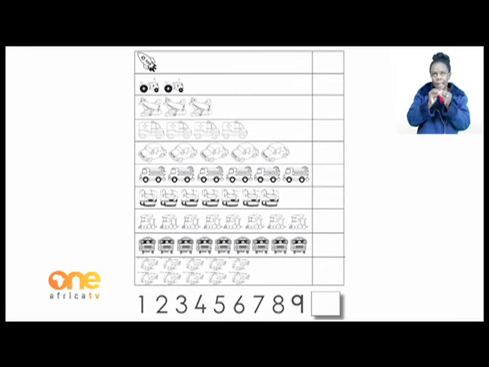I would like to encourage you to use your finger first and to look at each thing and count out loud so that you know that your answer is correct. Then, when you are done, there is a box there that needs a number. Let's see what number it needs. Let's count the numbers that we can see.